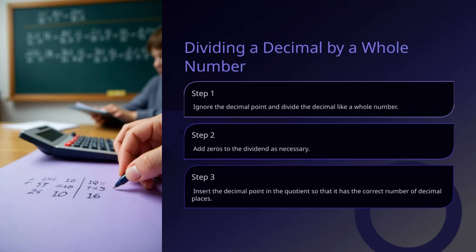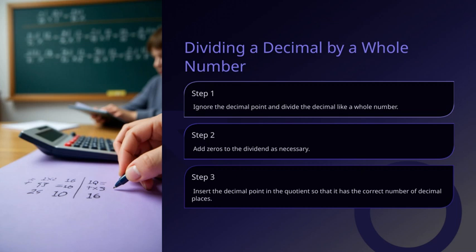All right, let's walk through how to divide a decimal by a whole number. First, the key is to ignore the decimal point for a moment and treat the decimal as if it were a whole number. This simplifies the division process. Next, if necessary, we add zeros to the dividend. This helps us continue dividing smoothly, especially when the decimal part has fewer digits. Think of it as giving ourselves more digits to work with to get an accurate quotient.